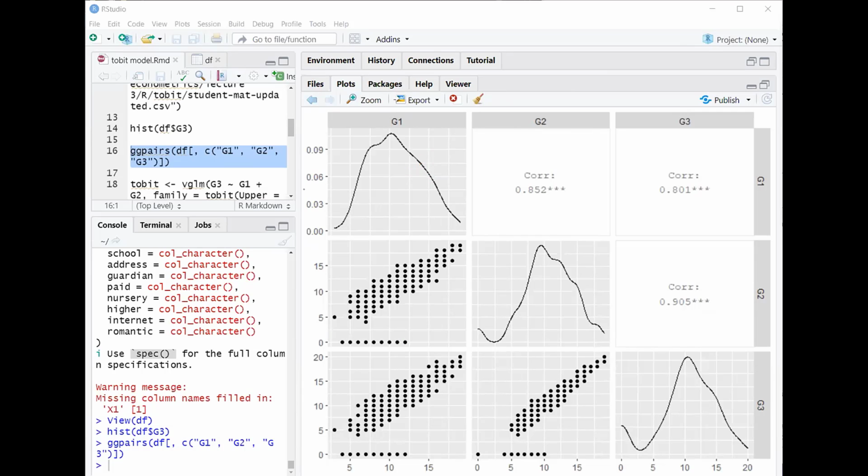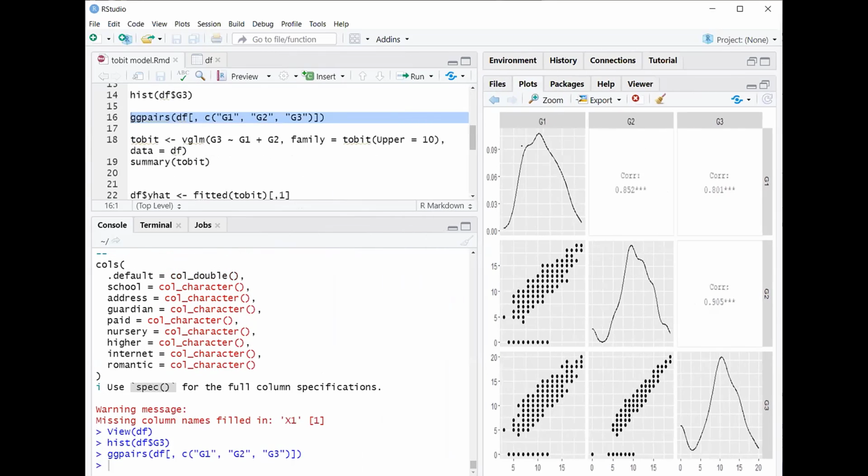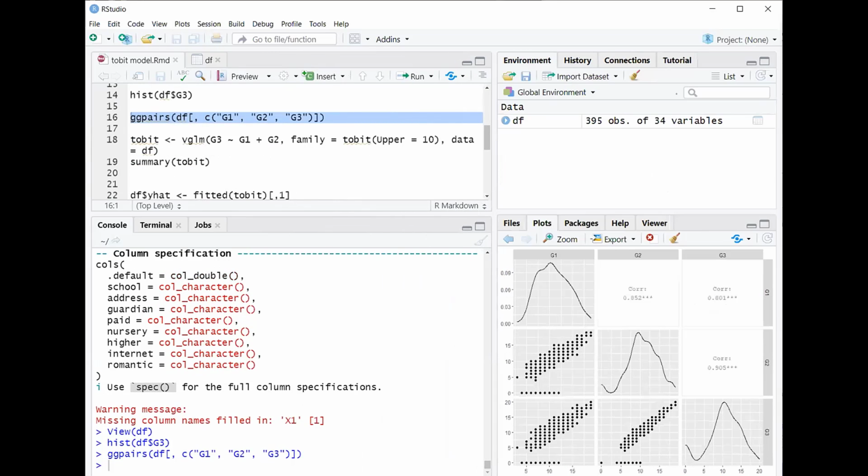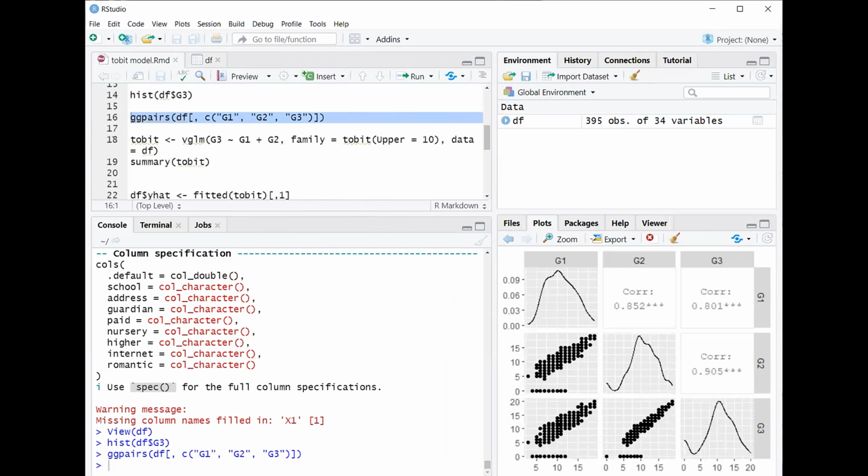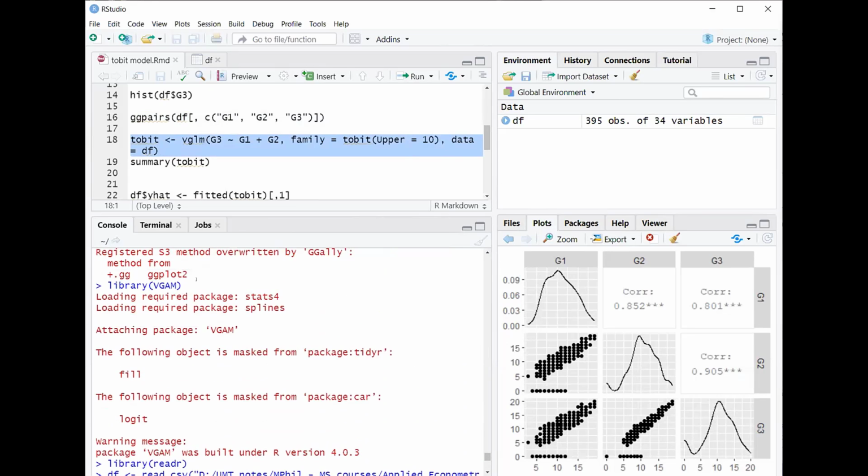Okay, so let's go back. This was an activity to learn how to interpret the correlation graph. Then there is the Tobit model. The Tobit model is a VGLM model, and I already loaded this library. So G3 is modeled on G1 plus G2, and the model is Tobit, but I said that there should be a limit, so upper 10.